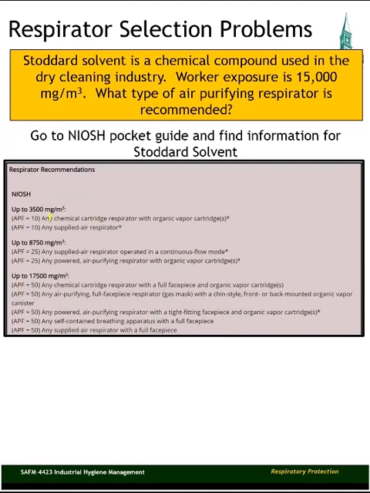Okay, this is up to 3,500 milligrams. This is 8,750. So neither one of these will work. We're going to have to go all the way up to this level. 15,000 is less than 17,500, so we're good to go. We've got several options available. And you want to choose the option that would be most financially feasible or most cost effective, and that's going to be any chemical cartridge respirator with a full face piece and organic vapor cartridge.